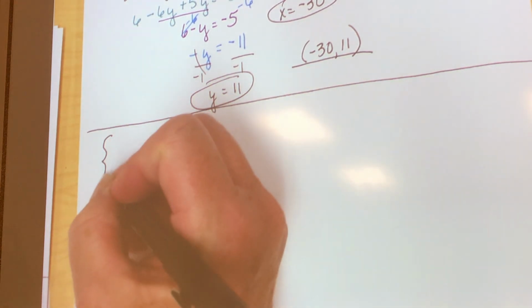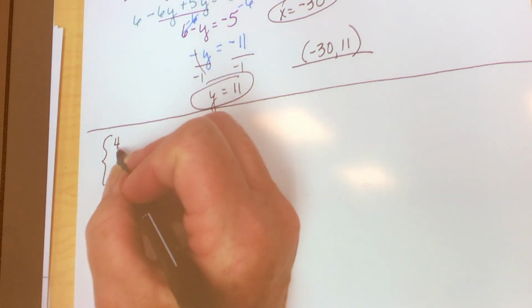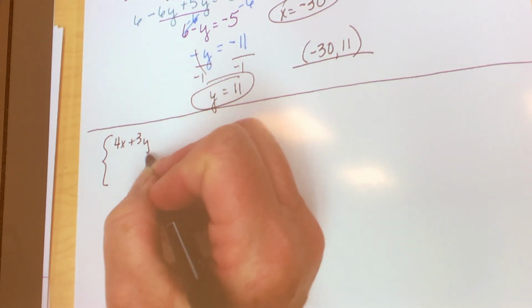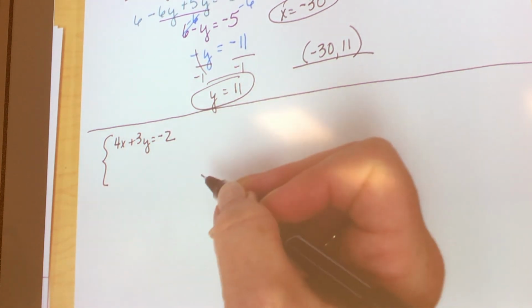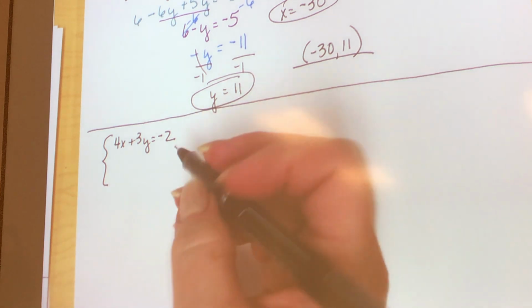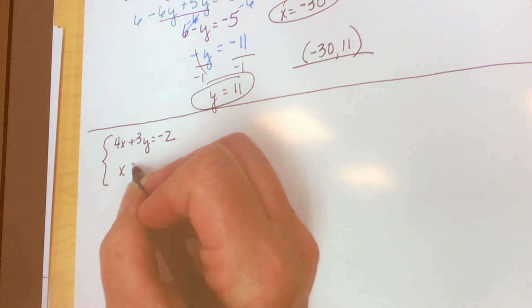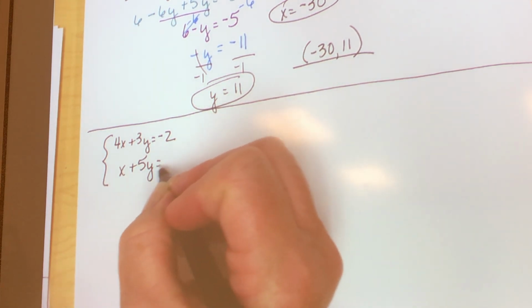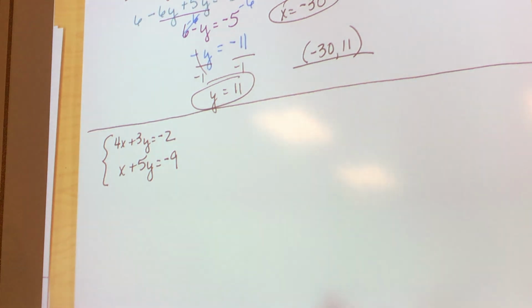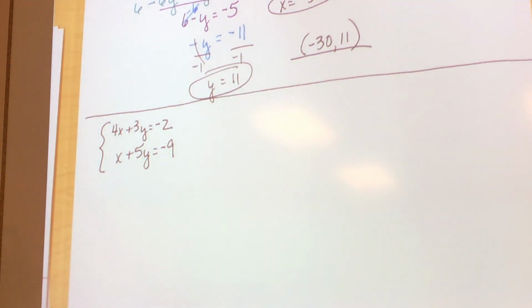So here's your system. Your first equation is 4x plus 3y is equal to negative 2. Your second equation is x plus 5y is equal to negative 9. All right? Be neat and organized, guys.